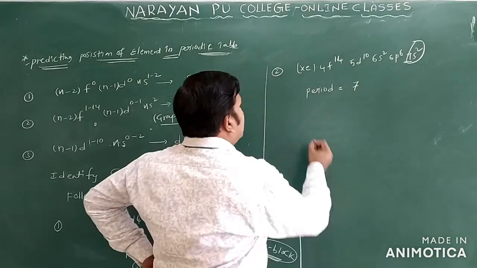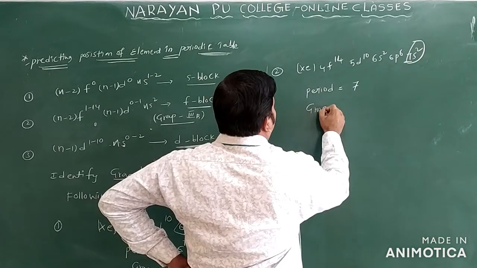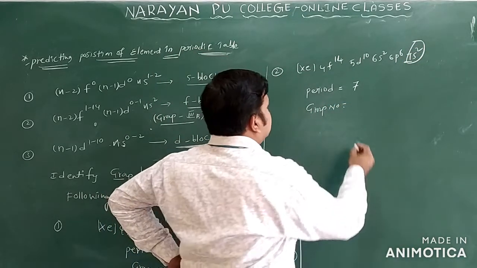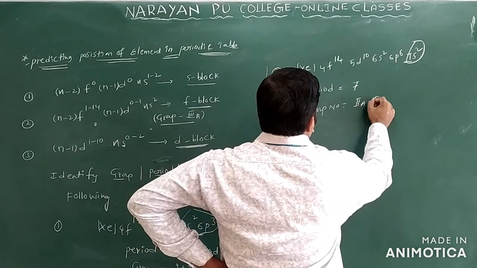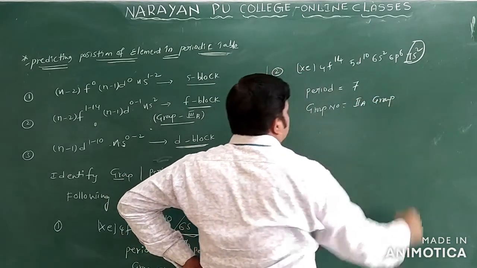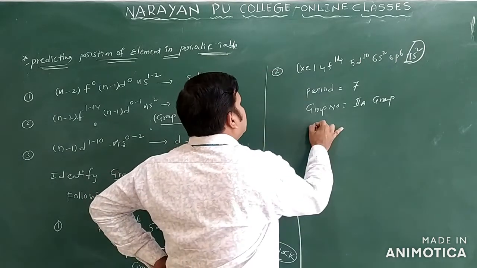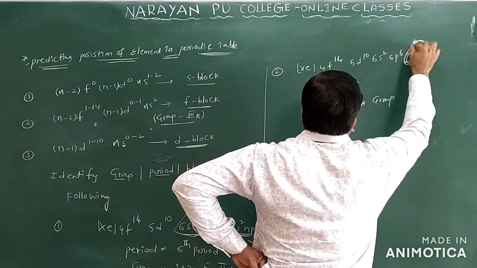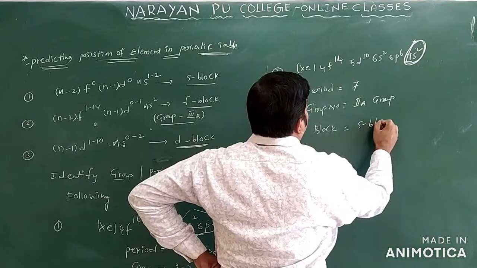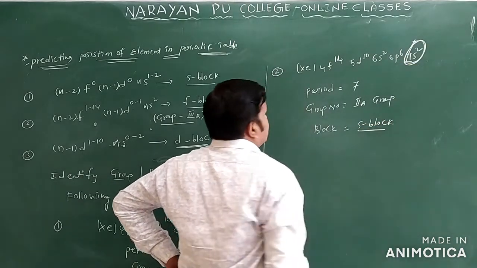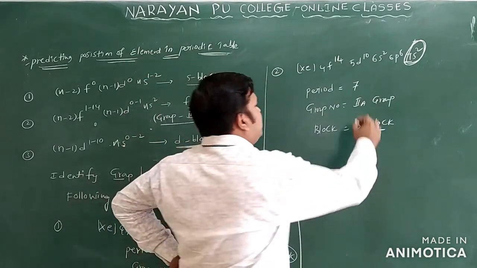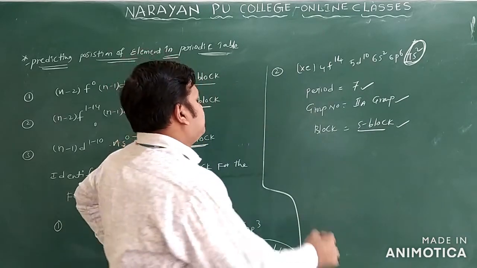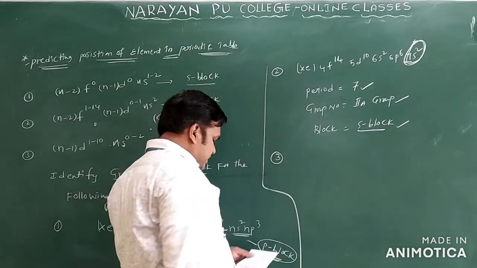Now we'll see the group number. How many valence electrons are there? 2 valence electrons are there. So it belongs to the second A group only. It belongs to which block? You see, this comes under the s block only, 7s2 is there. Clear? So the element is present in the 7th period, it belongs to group 2A only, and it belongs to the s block only. Okay. Let us see one more example we have.